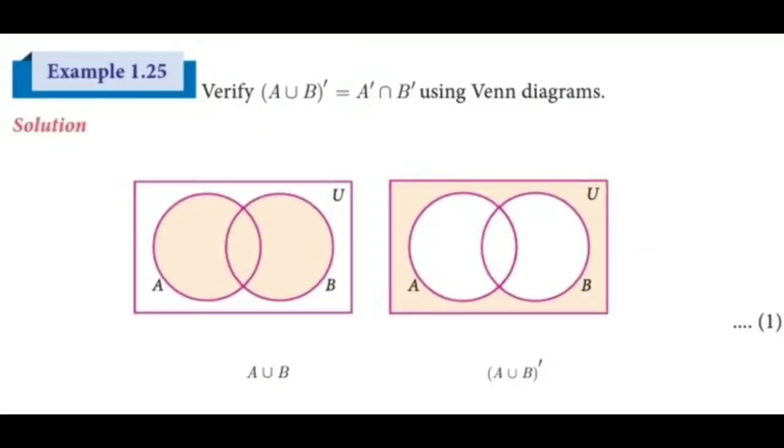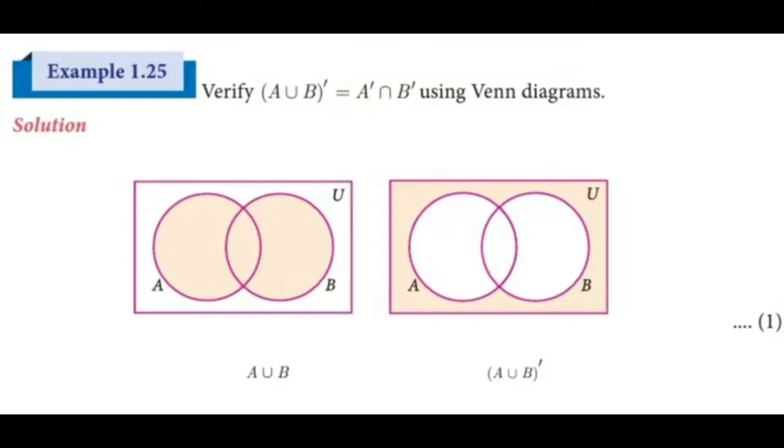Example 1.25. Verify (A ∪ B)' = A' ∩ B' using Venn diagrams. (A ∪ B)' = A' ∩ B' is one of De Morgan's complementation laws. Solution. Left hand side, (A ∪ B)'. We have two sets here, so using a two circle diagram, A and B in the universal set.